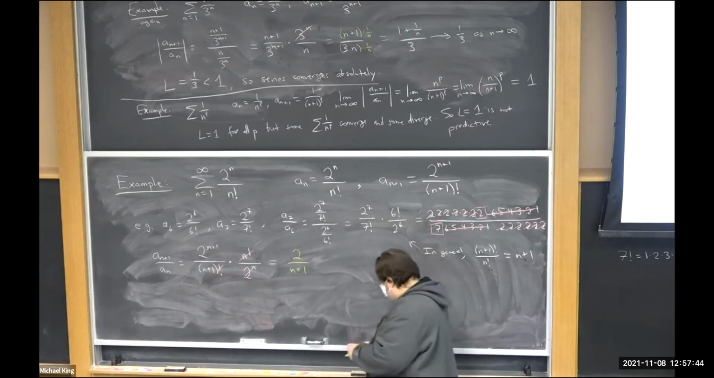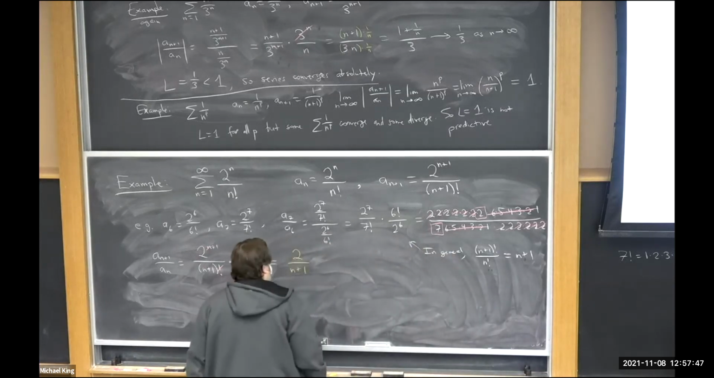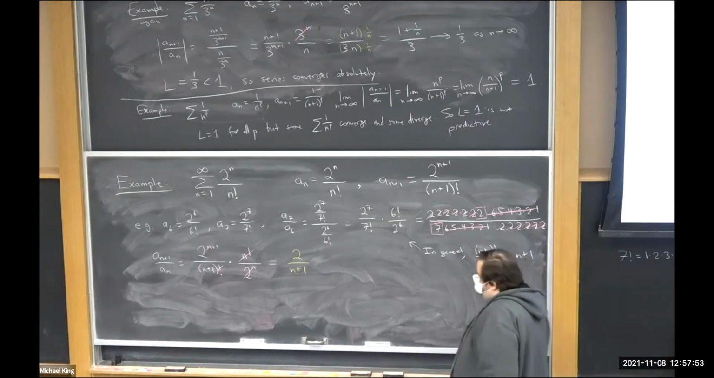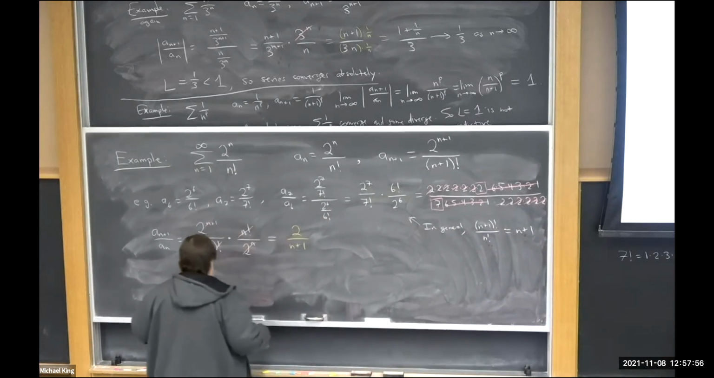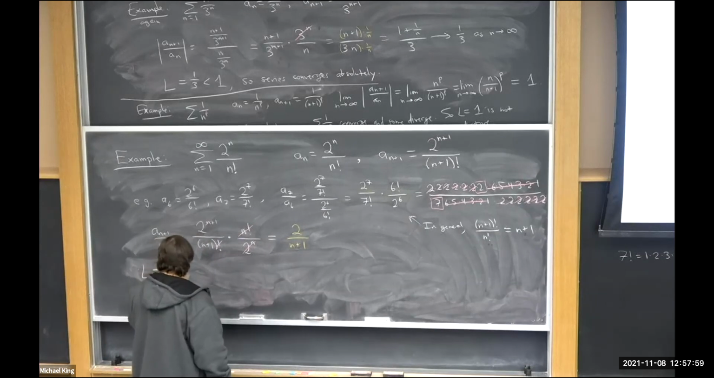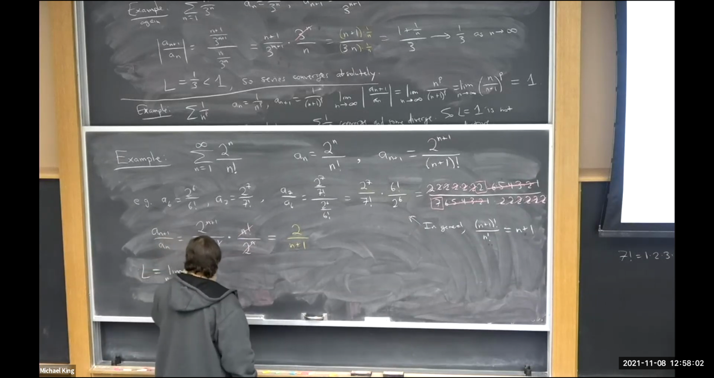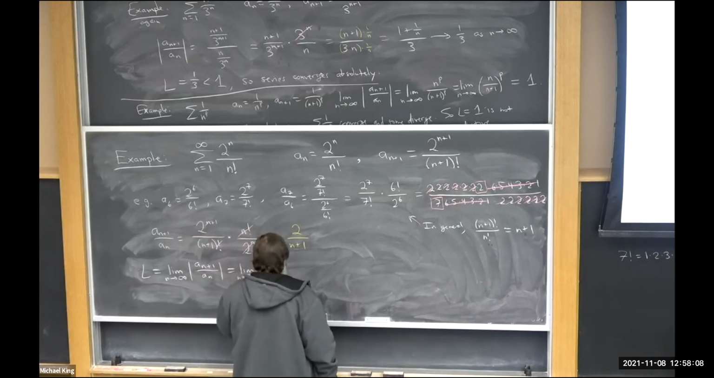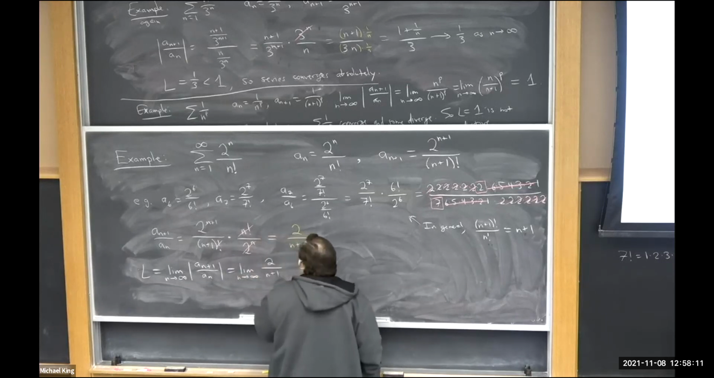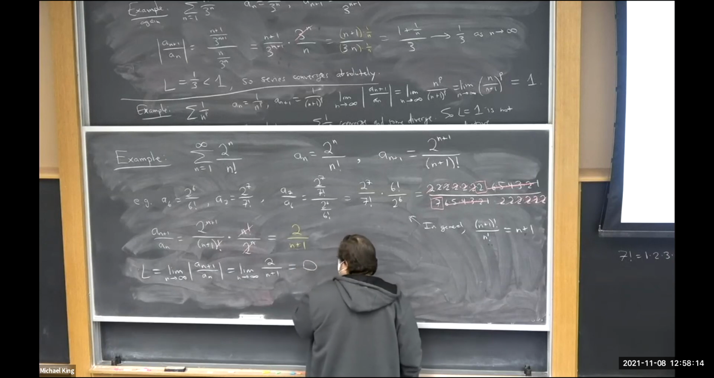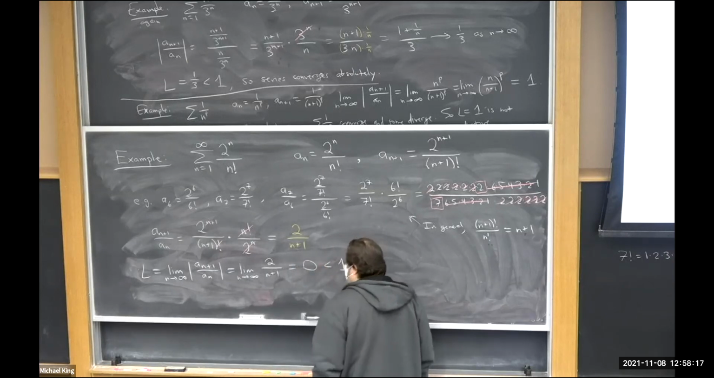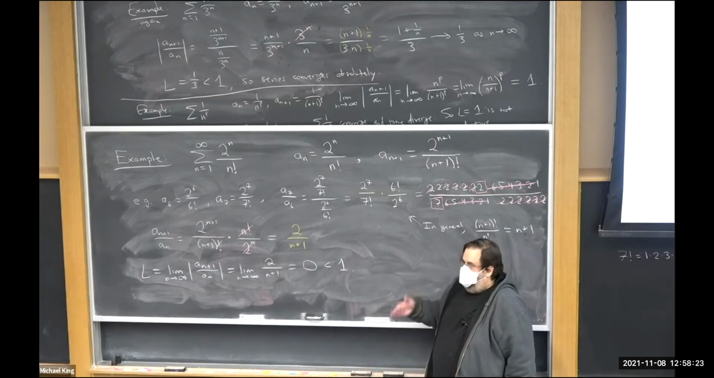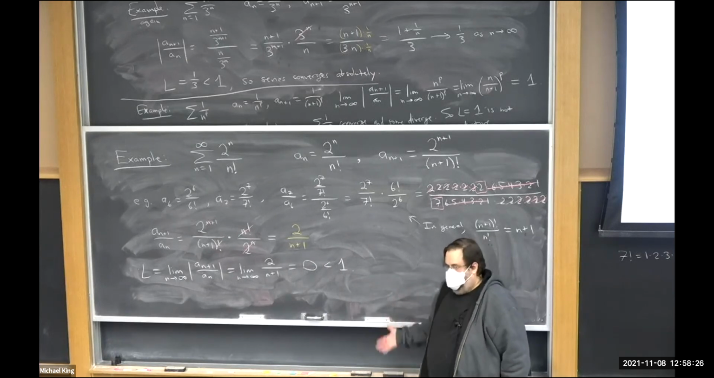So what's L? Just to finish this off, what happens as n gets large now? Yeah, so L is 0. L is the limit as n goes to infinity of this ratio, which here is the limit as n goes to infinity of 2 over n plus 1, which is 0. What that says is it's almost like a geometric series, but with r smaller than any possible r, smaller than 1 in 1,000,000.